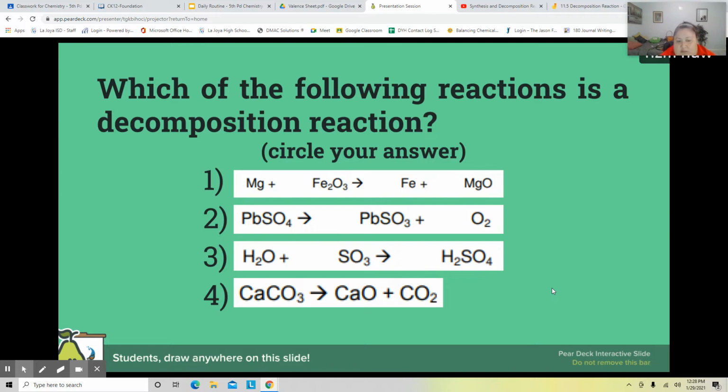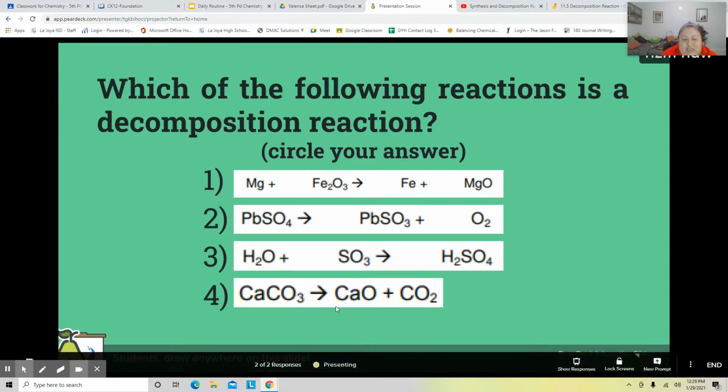Ms. Diamond, what do you think? Which one do you think here is a decomposition reaction? Irvin, Oscar, what about you? Which one do you think looks like a decomposition reaction? Number 4? Thank you, Ms. Diamond. All right, so she's saying that number 4 is a decomposition reaction.